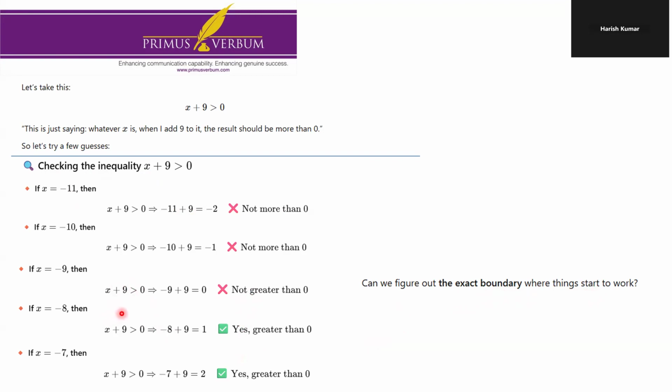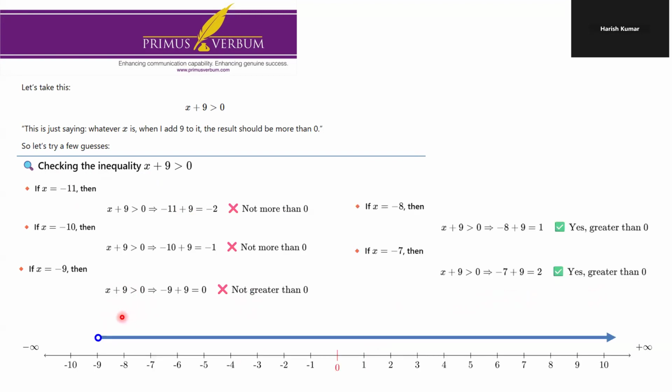It's between where x takes the value minus 9 and minus 8, and we plot it on the number line like this. So it's anything above minus 9 will satisfy this inequality, but minus 9 itself does not satisfy the inequality because minus 9 plus 9 is equal to 0. That's not greater than 0. So excluding minus 9, everything to the right of minus 9 satisfies the inequality, and x can take values right up to plus infinity, which is a very large positive number, and it'll work.